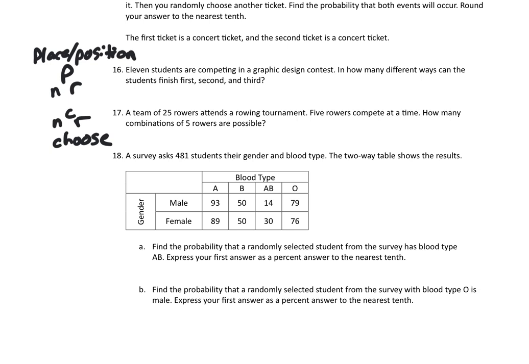If you have a race and you've got 1st, 2nd, and 3rd place, then order matters. One gets the 1st place, one gets the 2nd place, one gets the 3rd place. But if order does not matter, then we use C. Make sure you know where those buttons are on your calculator. It's been a while since we've used those buttons as well.